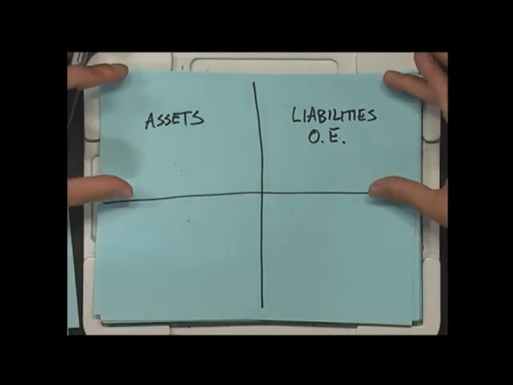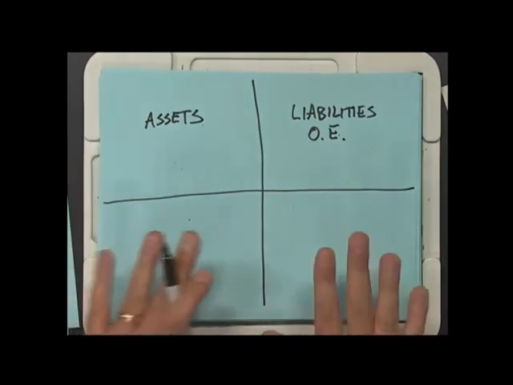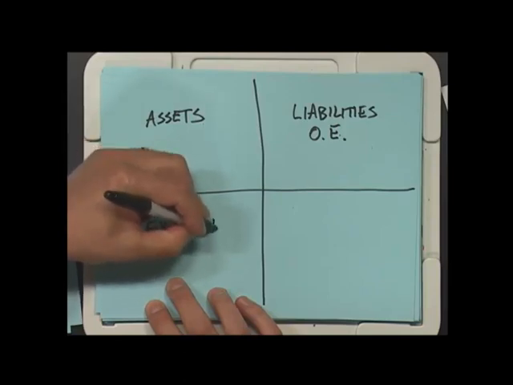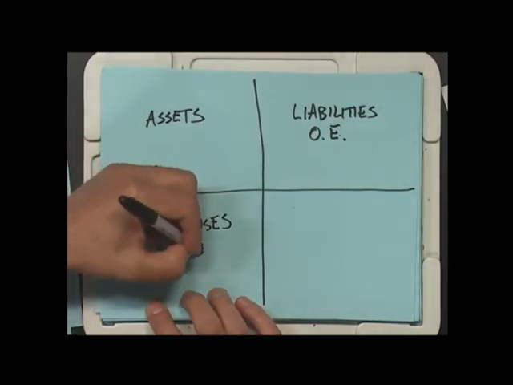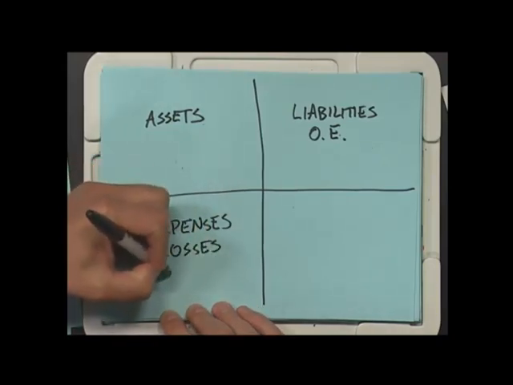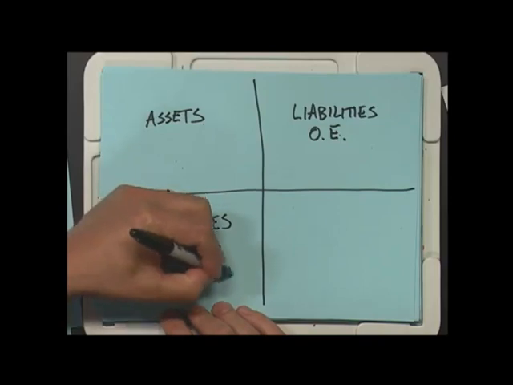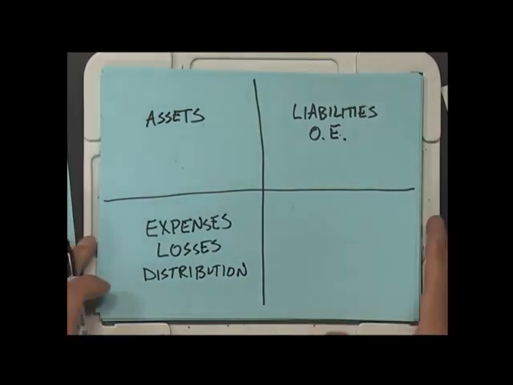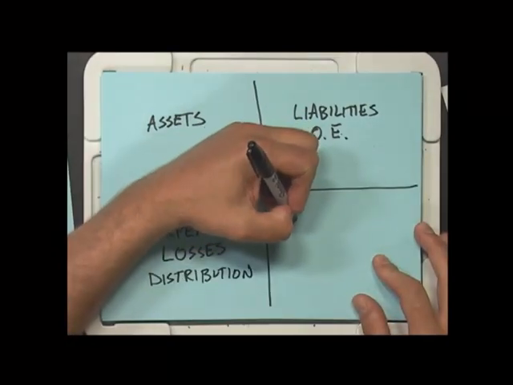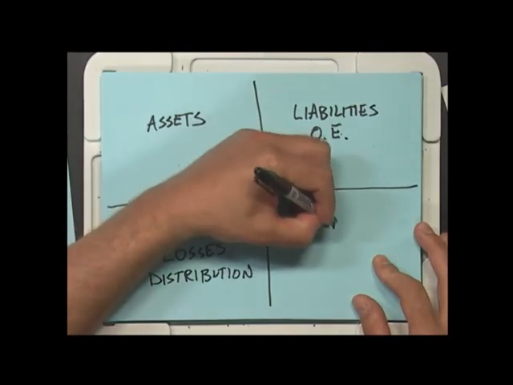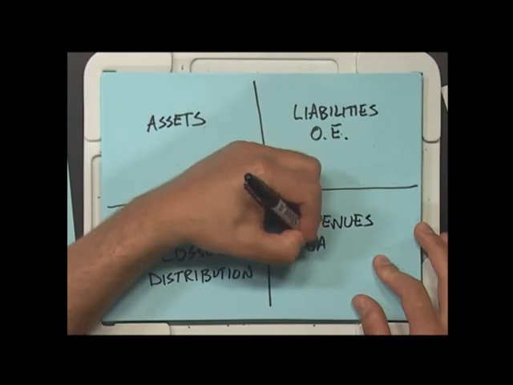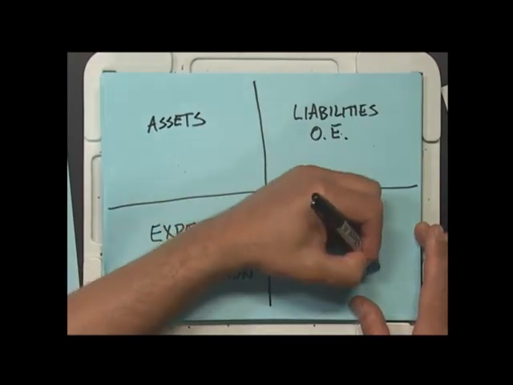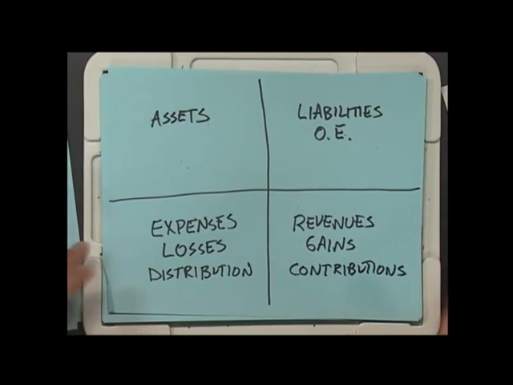So again, the top is the balance sheet. Now, the bottom is the income statement. On the left, we have our expenses, our losses, and any distributions of assets that leave the organization and go to the owners. On the right, we have our revenues, our gains, and our contributions from the owners to the organization.